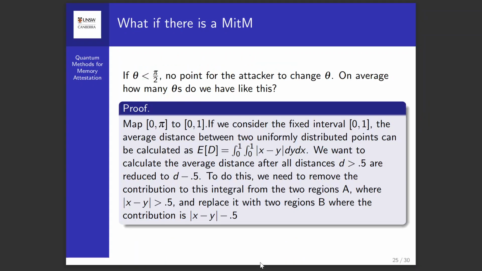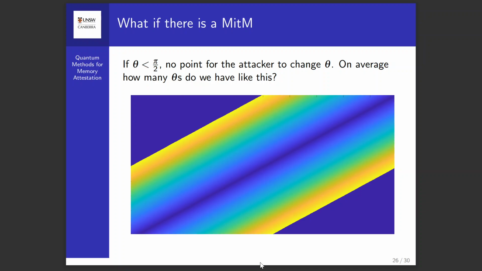All right, so basically, if theta is less than pi over 2, if the memory is less than pi over 2, there's no point for the attacker to change classical bits. So on average, how many thetas do we have like that? So we want to consider, maybe I'll skip right to the visual and make it a bit easier. So this is the whole range from 0 to 1. We want to find out what the chances are that two random points have a theta bigger than pi over 2. So that only happens in these areas.